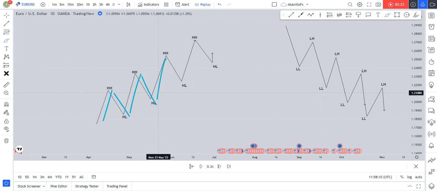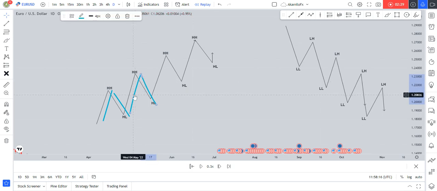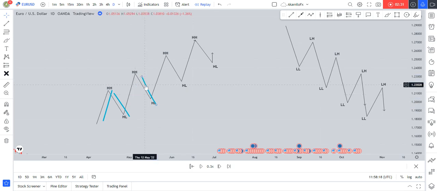Now let's see how we can trade with the trend using the trend trading strategy. If you see price giving us higher highs and higher lows, this is an uptrend. So our directional bias in this market should be upward. We should be bullish in this market.